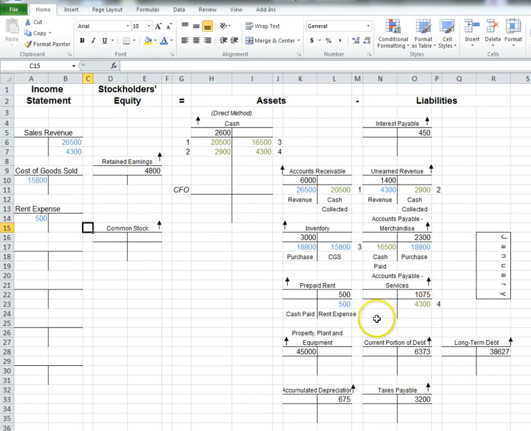Let's do accounts payable services. Accounts payable services goes up because we owe money because of services. I think I'm just going to categorize that as operating expense. So we use wages and utilities. Those are our operating expenses. And like all payables, it will go down when cash is paid. Okay, so we know the account went up. That's because operating expenses exceeded the cash payment by $1,075. So our operating expenses must have been 4,100.